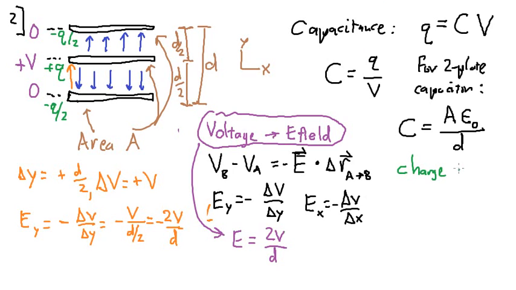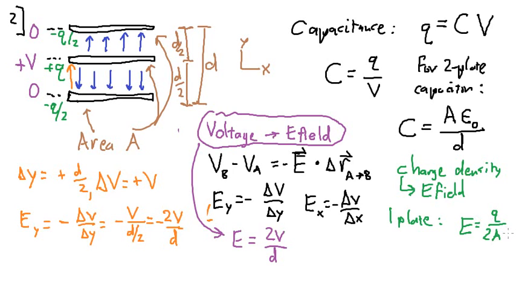Okay. So 2V over D. There we go. So that is our electric field in this area here. And then obviously our electric field up here will be symmetric. So when we go from voltage to electric field, using this method here, what we get is the magnitude of the electric field is 2V over D, okay? No big deal.